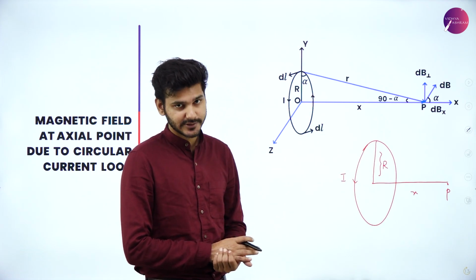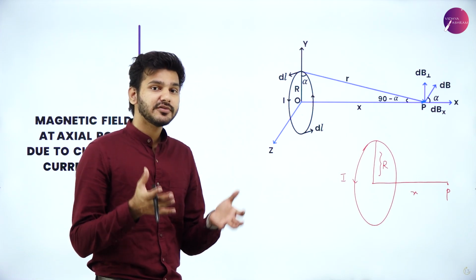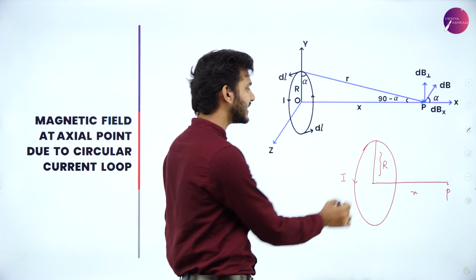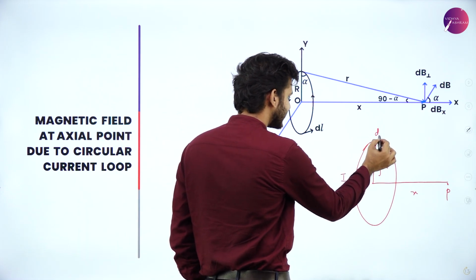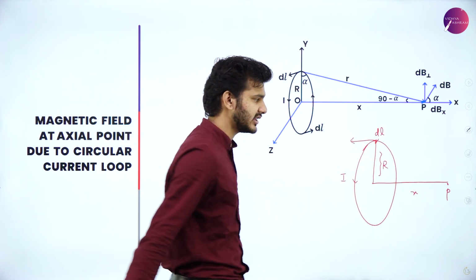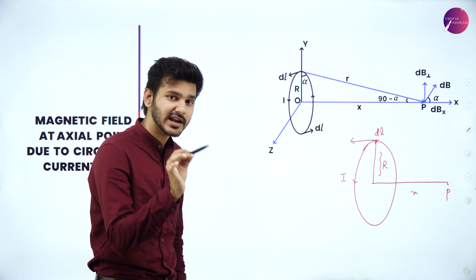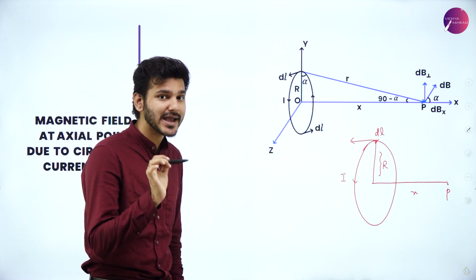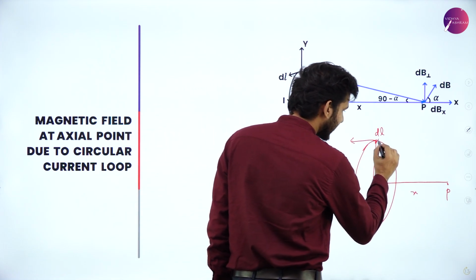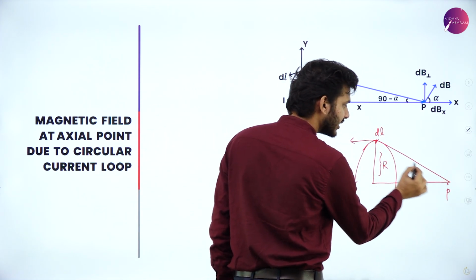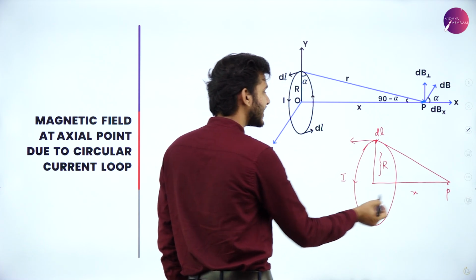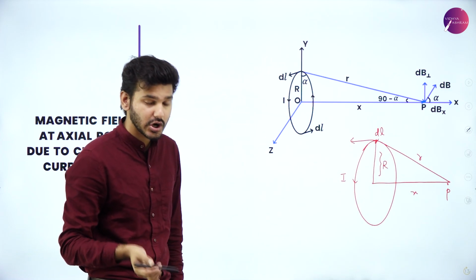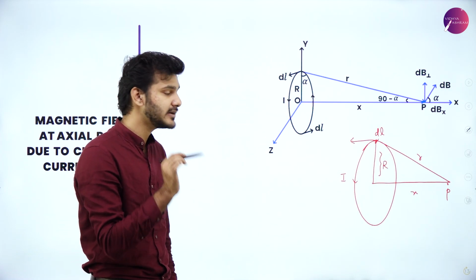We know that from Biot-Savart's law, if we consider a small length element right here, let's say this is dl having direction like this, then we can use Biot-Savart's law to find out the magnetic field at point P. That is, if we know this particular distance, let's call that distance small r, then we can find out the magnetic field at point P.